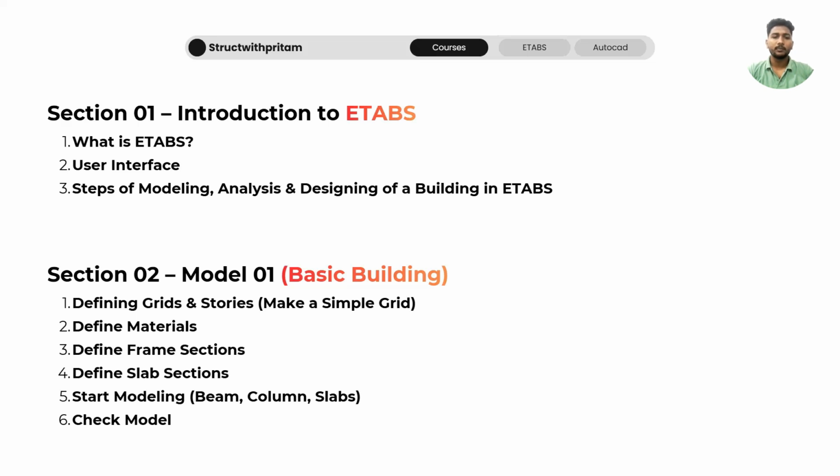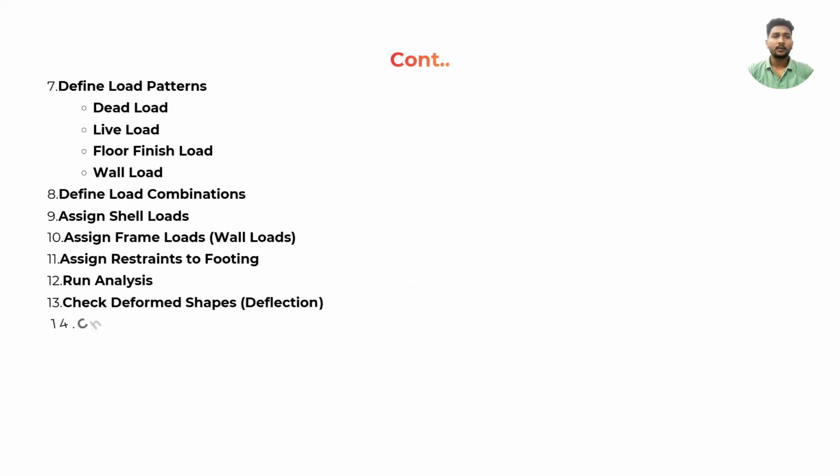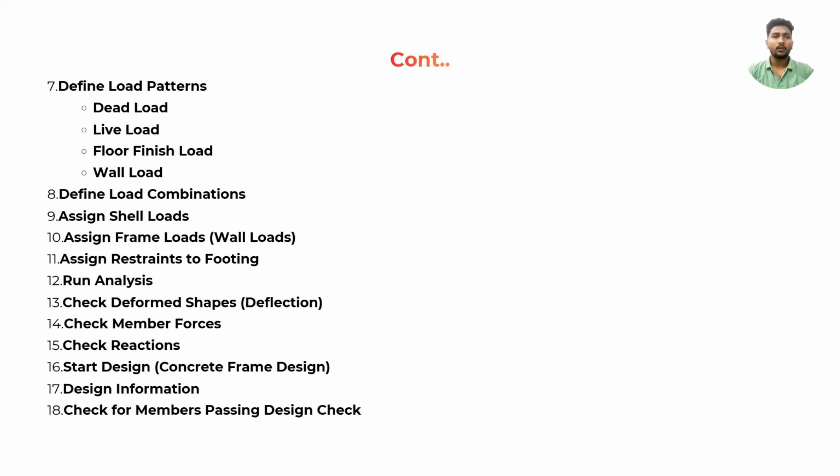In it we will be seeing the beam, column and the slab. In the sixth step, we will be checking the model, whether all the things we have done are correct or not. Then after we will start with the 7th step, that is define load patterns. This is basically in section 2 only.